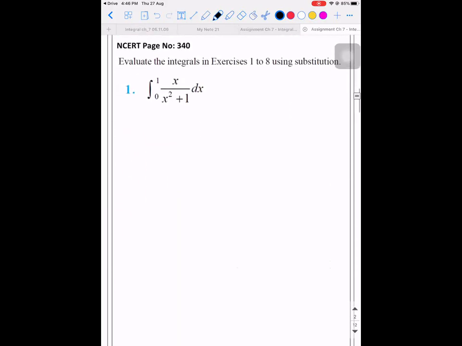Next. Evaluate the integrals in exercises 1 to 8 using substitution. Totally 9 more problems are there. I think we can finish it off. You guys tell me what we are supposed to do.